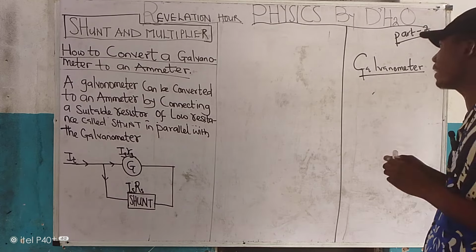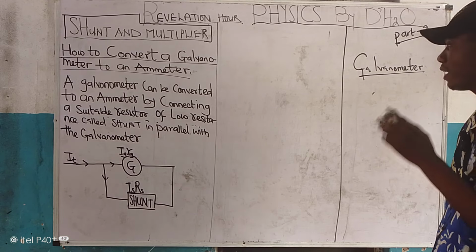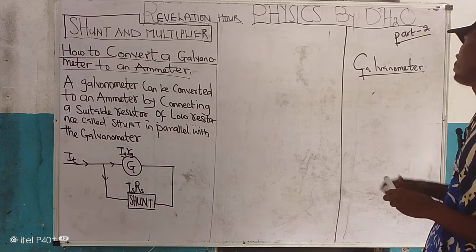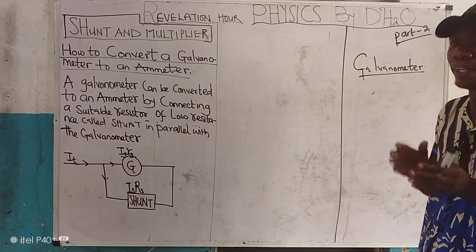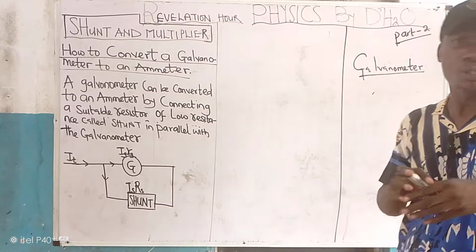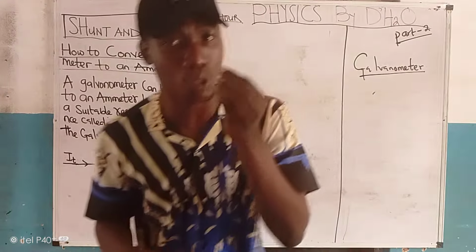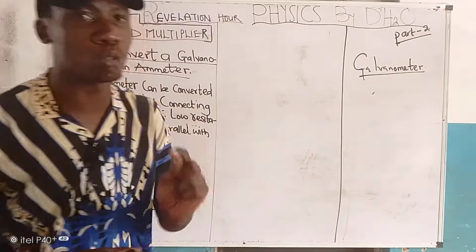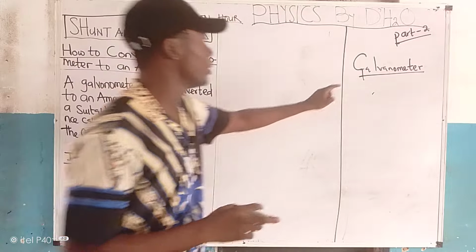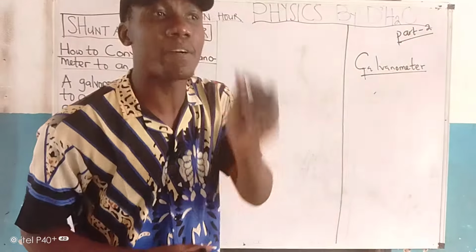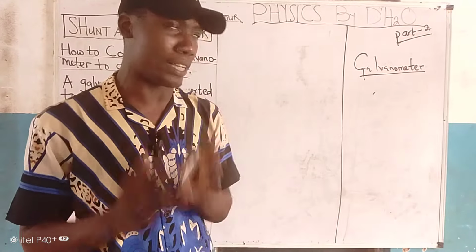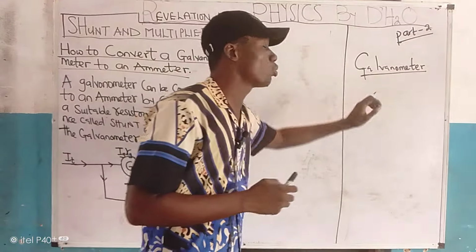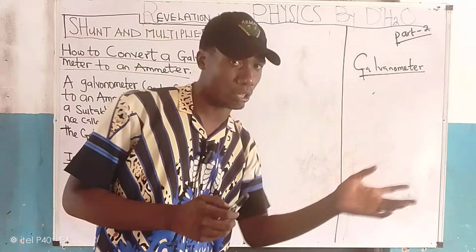A galvanometer is also called a milliammeter. That is to say, your galvanometer is a special type of ammeter that is basically used to detect small amounts of current. That's what a galvanometer is meant for. It is used to measure very small amounts of current, and it is said to be sensitive if it is able to detect slight change in current.